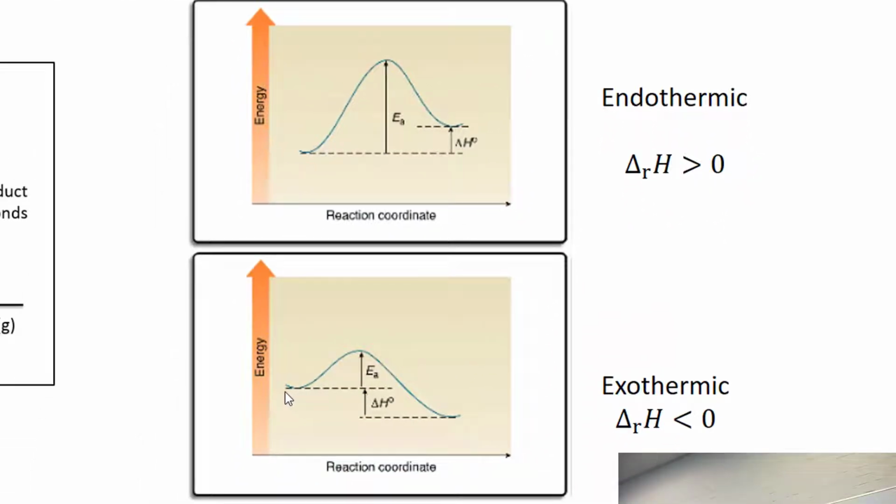More commonly we tend to have exothermic reactions, where the energy of the products is lower than the energy of the reactants, so the system has given off enthalpy and has lost that amount of enthalpy, so the change is negative. So for endothermic reactions, enthalpy change is positive. For exothermic, enthalpy change is negative.